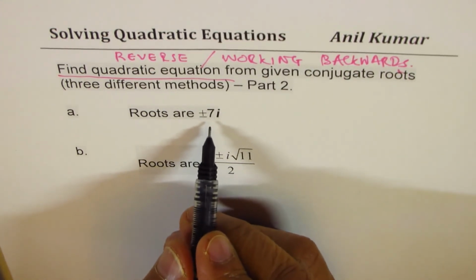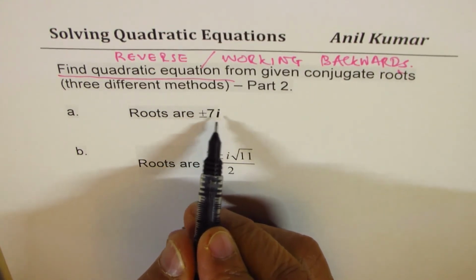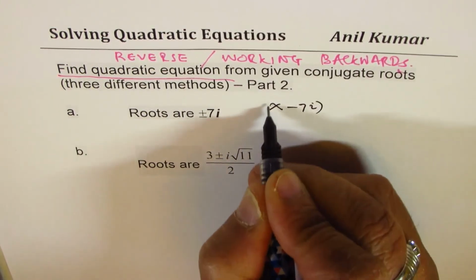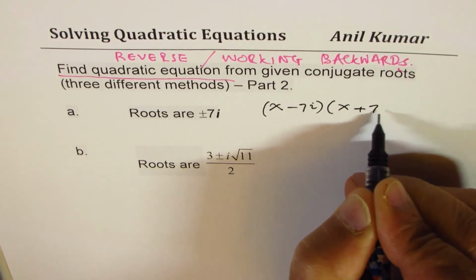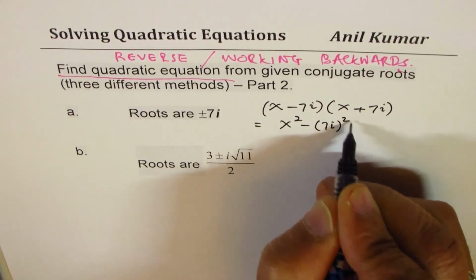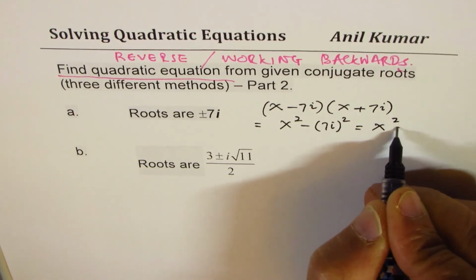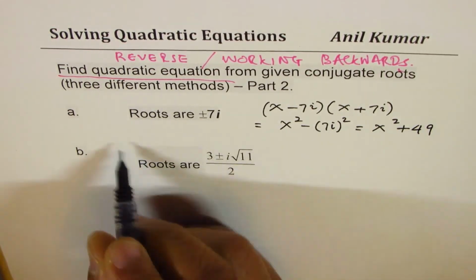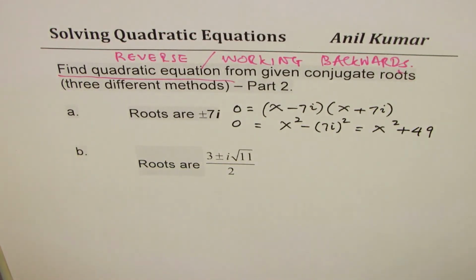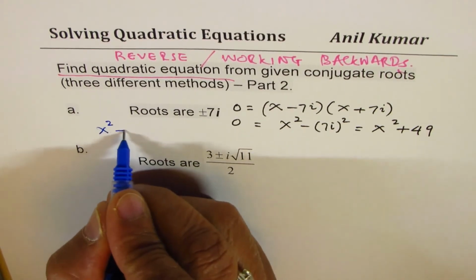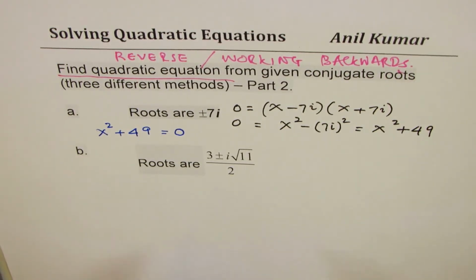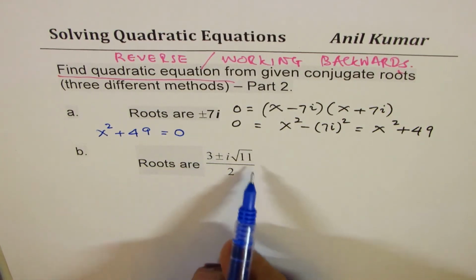If the equation is having a root at plus minus 7i, it means I could write this as x minus 7i times x plus 7i, correct? That's what it means. And that is x squared minus 7i squared, and that means x squared plus 49. To make it an equation, I'll equate this to 0. Do you see that? 0 equals this. So my equation is x squared plus 49 equals 0. That's the solution.